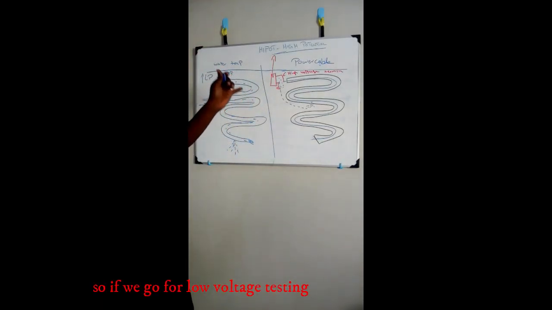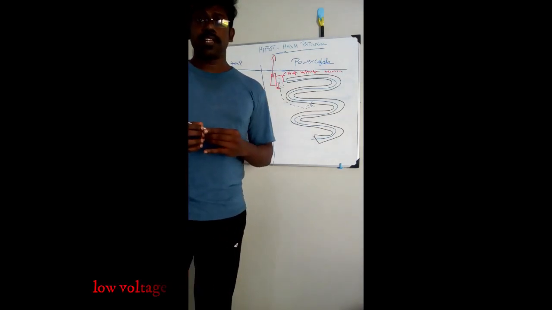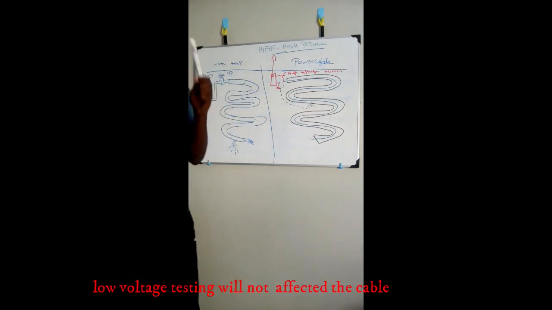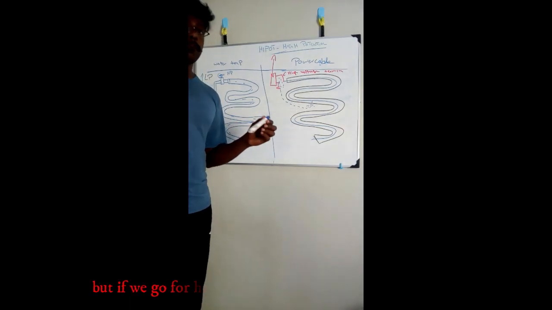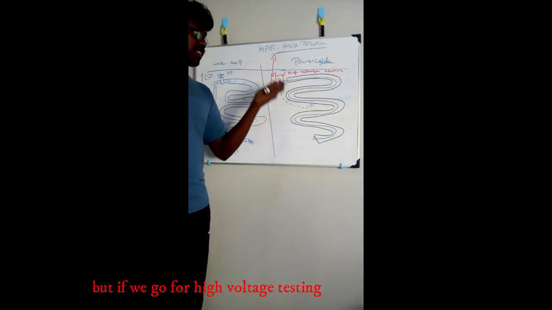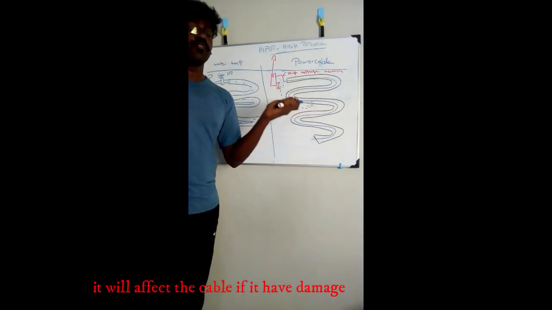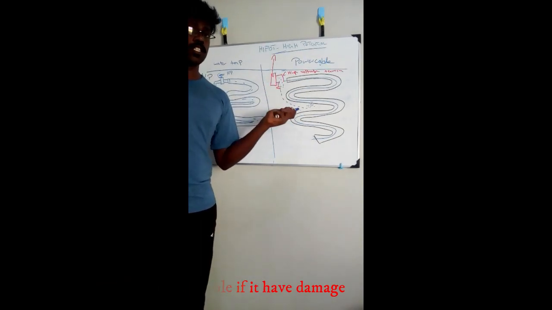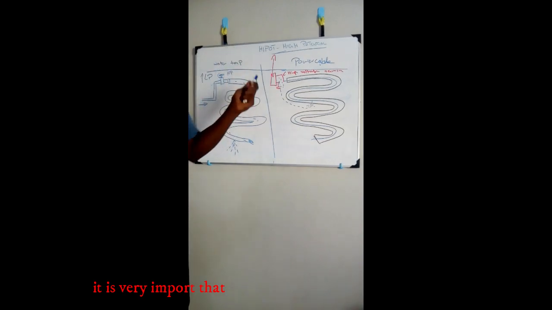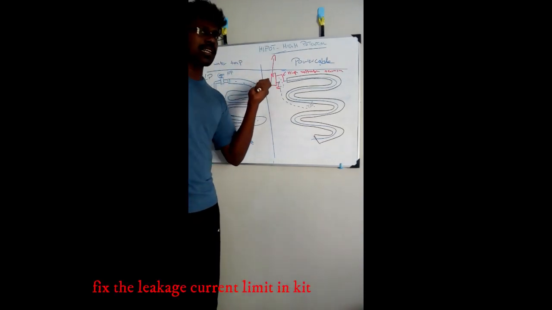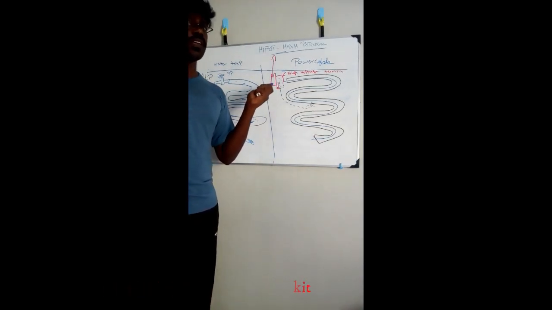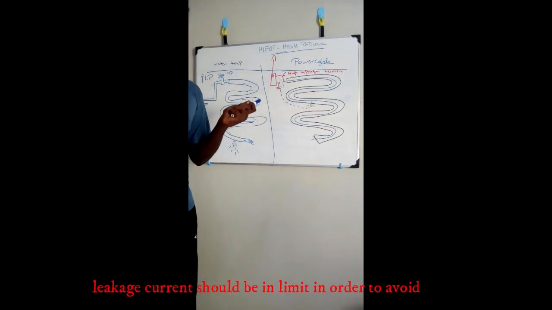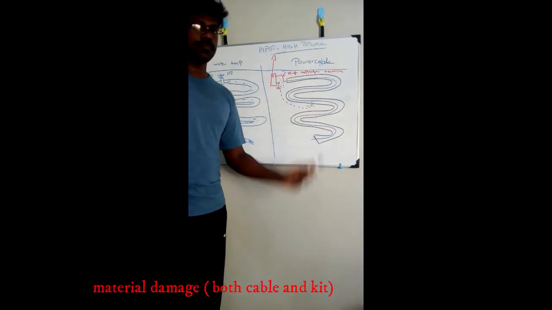If you go for low voltage testing, it will not affect the cable, but if you go for high voltage testing, it will affect the cable if you have any problem or damage on the cable. So it is very important to fix the leakage current. The leakage current should be within limit in order to avoid material damage.